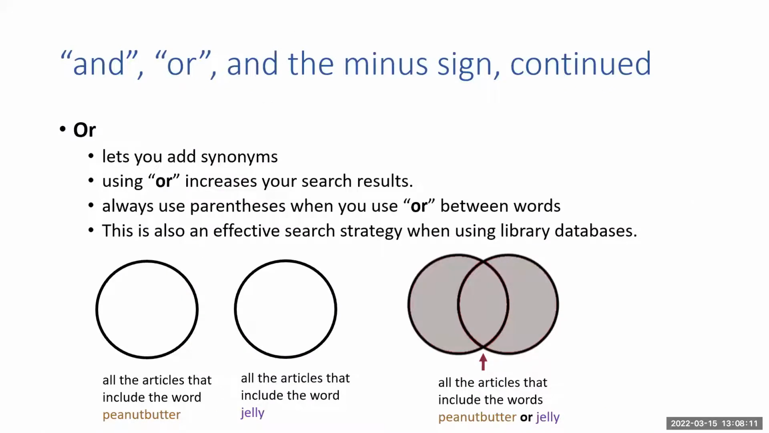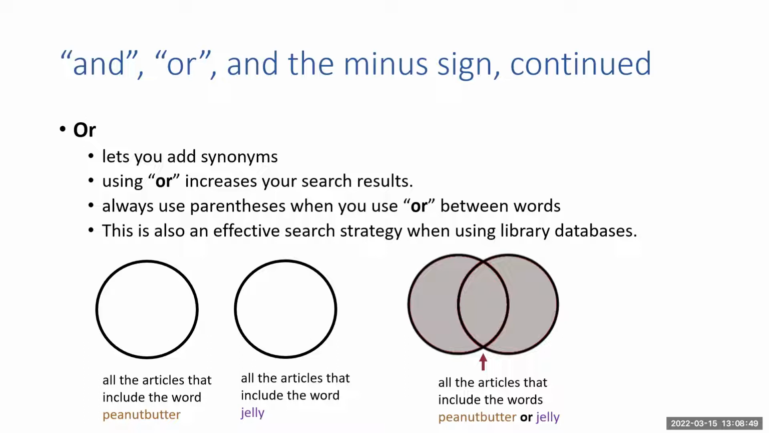So the other thing I wanted to talk about is "or," the Boolean "or." It lets you add synonyms, which can be really handy. If, like, in my past search, I searched for teens, it may be better to have searched for teenagers or adolescents or young adults. You can put all of these terms together using the word "or." And then you want to put parentheses around everything that has an "or" in between it.